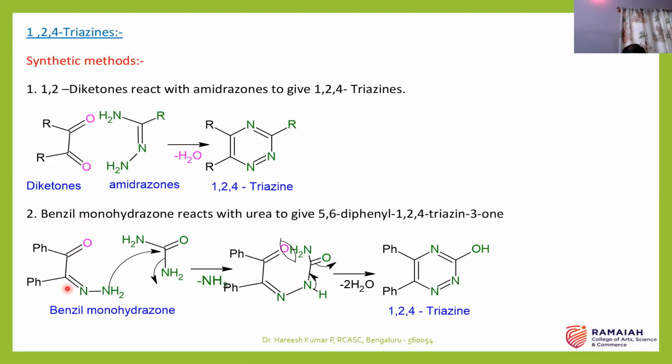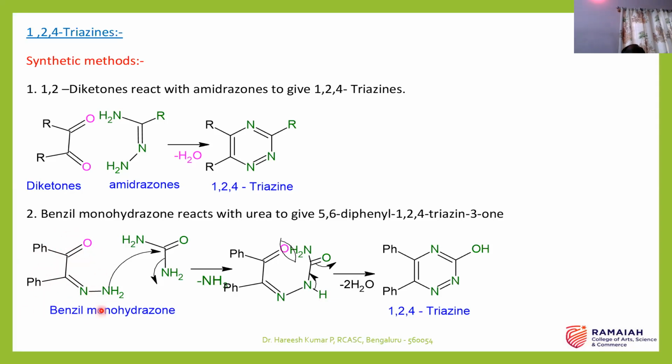Suppose instead of NH2 there is an oxygen here, then it's called benzil. I think you are aware of the benzilic acid rearrangement. You are going to prepare this particular benzil in your laboratory, in a third or fourth semester experiment, and you will also carry out the benzilic acid rearrangement. But here, what will happen when you take benzil? Benzil means two phenyl groups with two carbonyl groups, CO here, CO here. That is called benzil. When it is treated with 1 mole of hydrazine, you will get benzil monohydrazone.